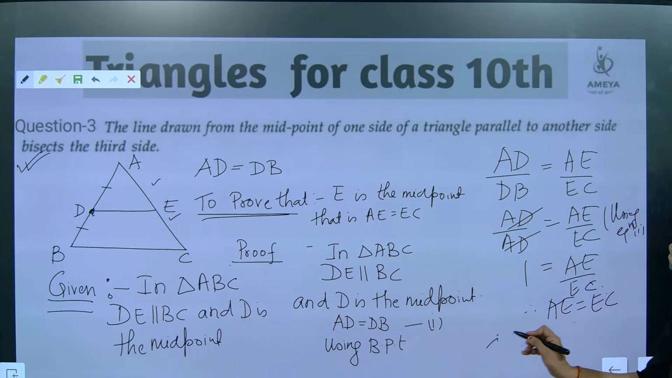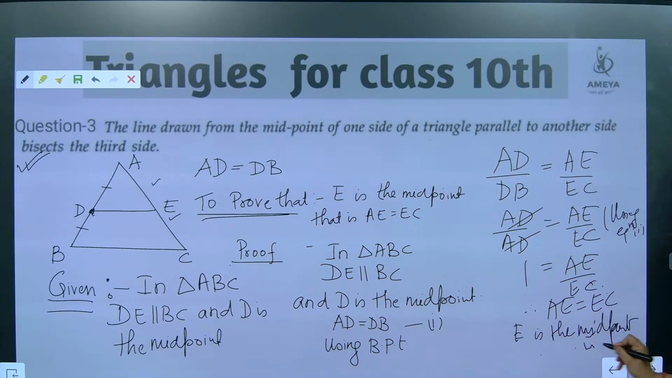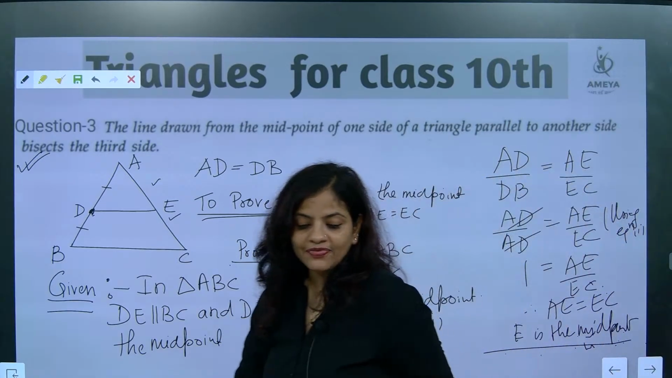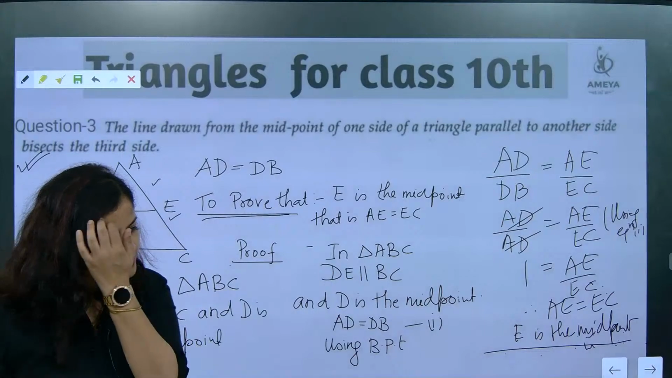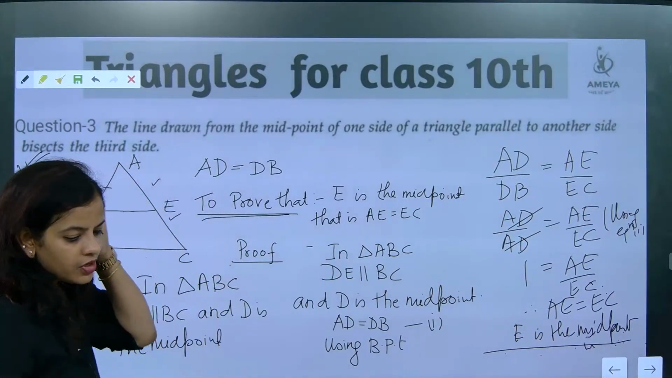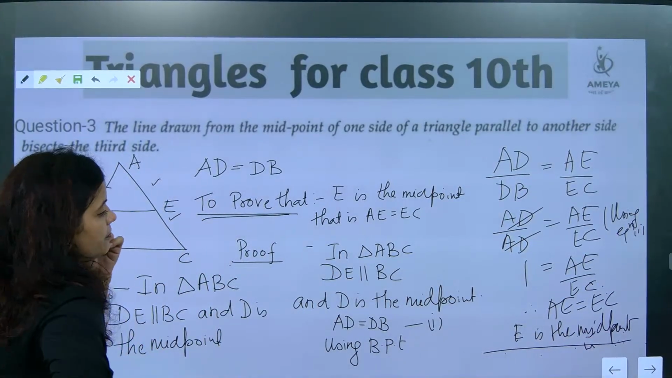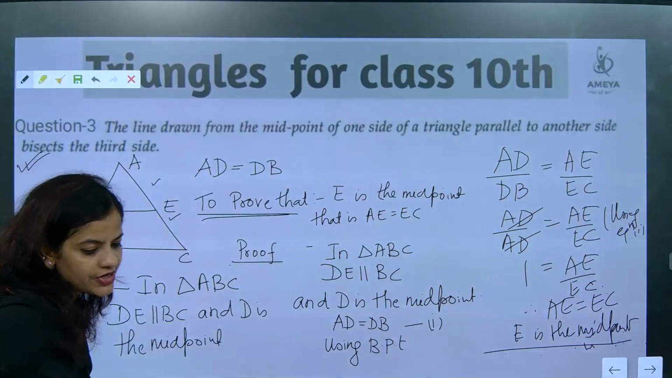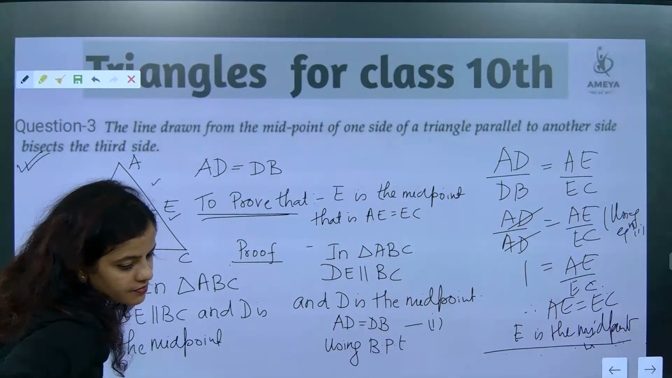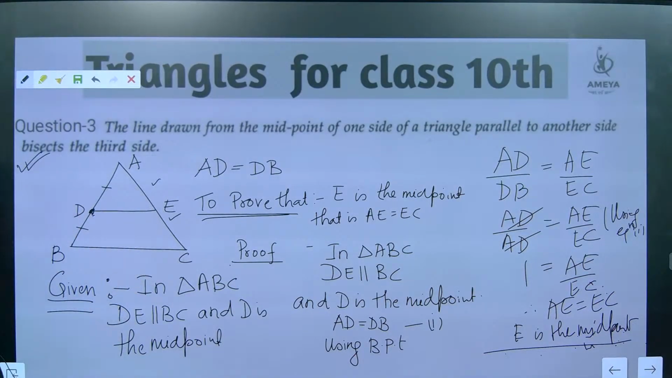Now therefore, E is the midpoint. Understood? And that's what they told you. Okay. So that is the midpoint part, beta, and that's not a very big question. I hope you might have understood.